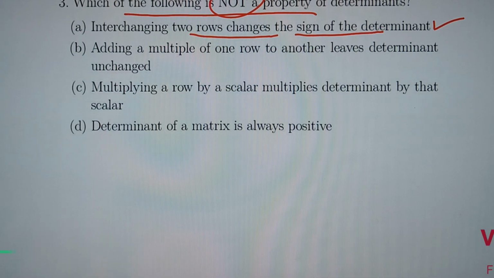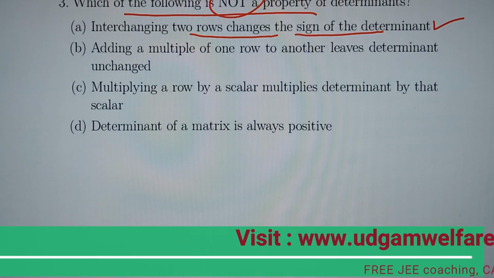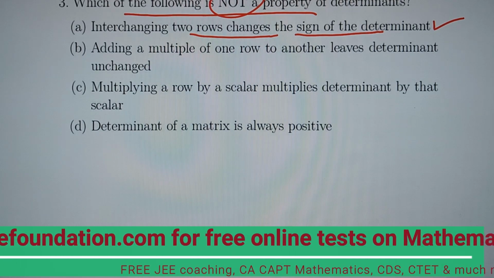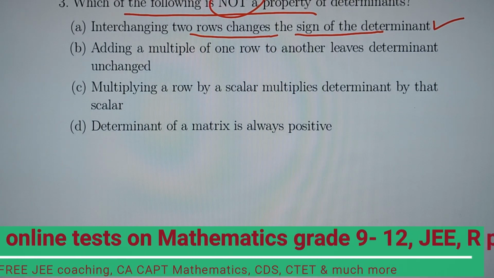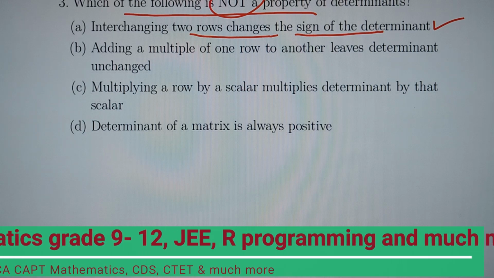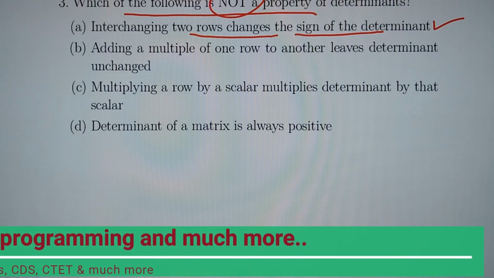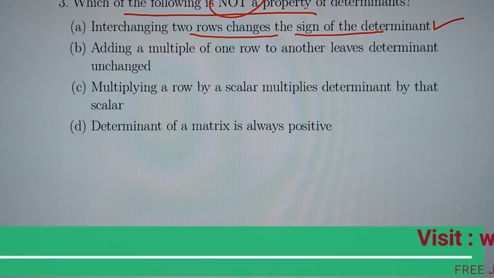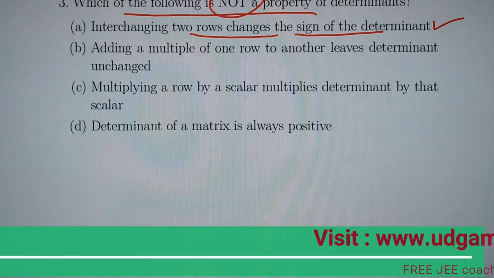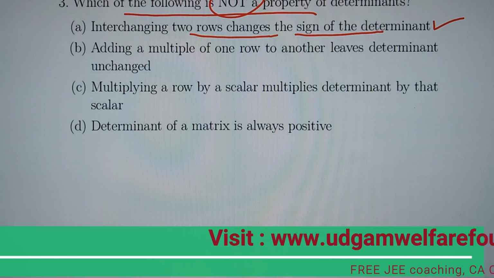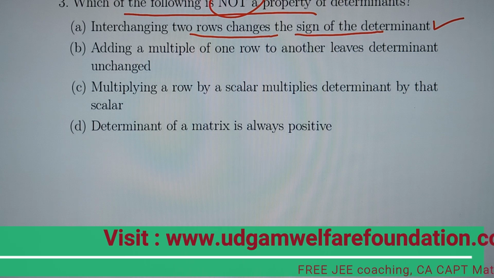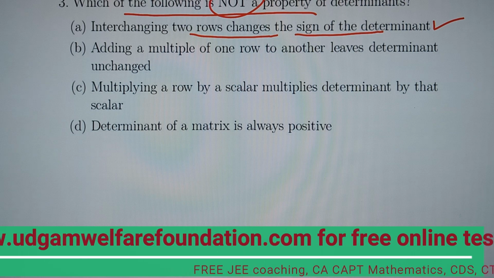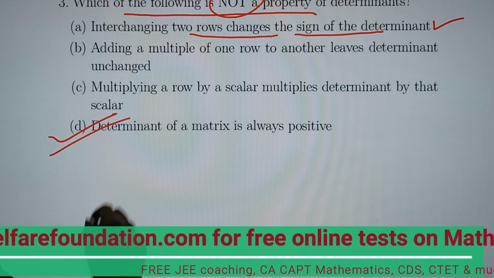Adding a multiple of 1 row to another leaves the determinant unchanged. Obviously if we add a multiple of 1 row to another, then the value of the determinant will be unchanged. Multiplying a row by a scalar multiplies the determinant by that scalar. Absolutely yes, because when we multiply a row by a scalar, we are multiplying the determinant value by that scalar. D, the determinant of a matrix is always positive. So this is not possible. Obviously we are getting negative answers as well. So this is the correct answer here.